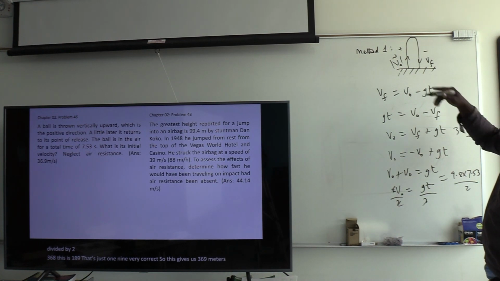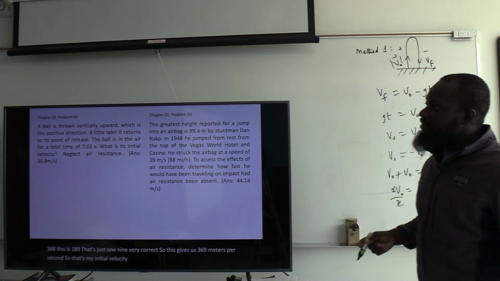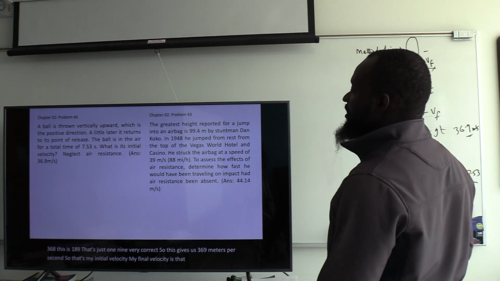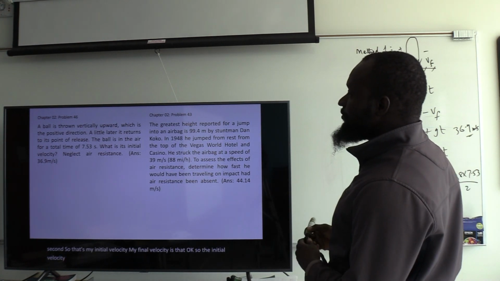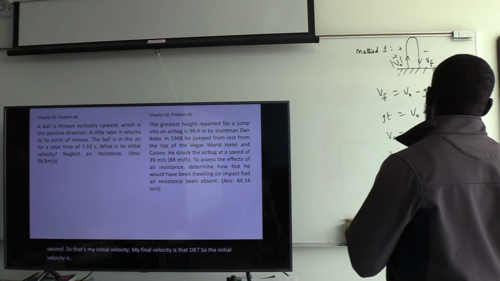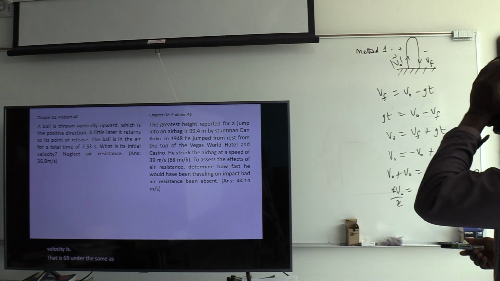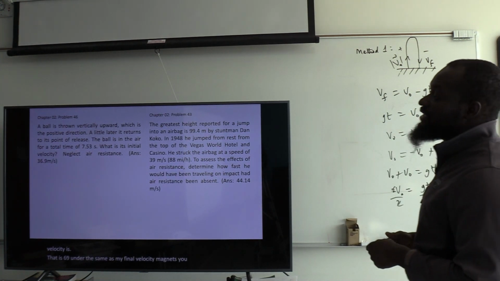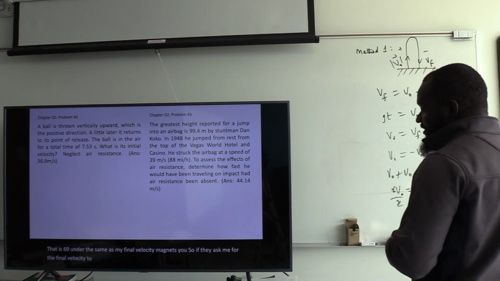So that's my initial velocity. That's my final velocity. Is that okay? So the initial velocity is 36.9. And that's the same as my final velocity in magnitude, okay? So if they ask me for the final velocity, it is minus 36.9 meters per second, the minus just tells you it's falling down.